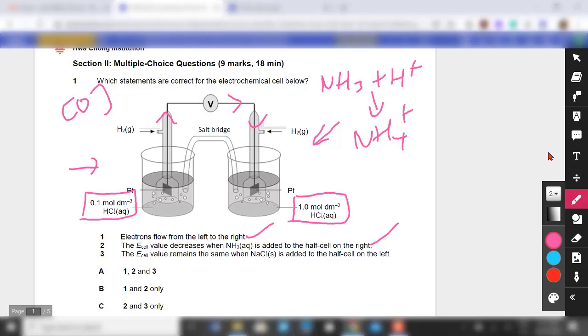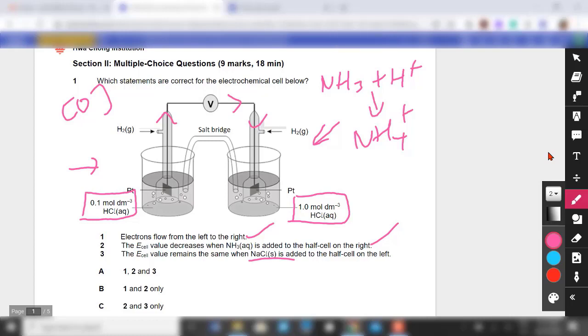For the third option, the E cell value remains the same when sodium chloride is added to the left. The question to ask ourselves is, what exactly is the role of sodium chloride? Na plus doesn't do anything. It's not a cation with high charge density. Chloride also doesn't do anything because it's a conjugate base of a strong acid. So if you add sodium chloride, you're not going to expect hydrolysis.